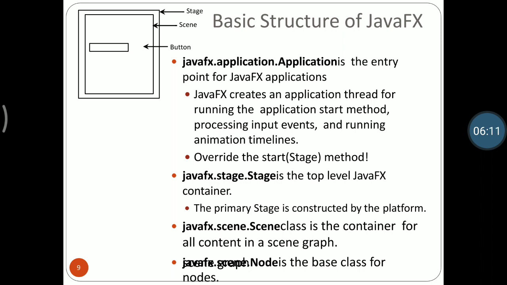javafx.application.Application is the entry point of a JavaFX application. JavaFX creates an application thread for running the application, the start method, processing input events, and running the animation timeline. It overrides the start(Stage) method. javafx.stage.Stage is the top-level JavaFX container. The primary stage is constructed by the platform. The javafx.scene.Scene class is the container for all components in a scene graph. javafx.scene.Node is the base class for the nodes.